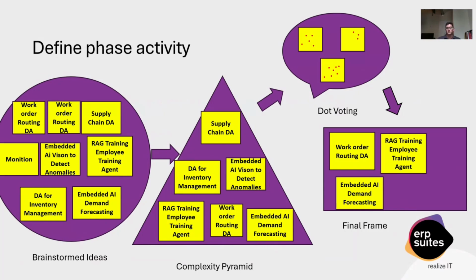And then after we do the complexity pyramid, we move into dot voting. From dot voting, this is where the people that are working with this, people who are involved in the business process, the managers, the CEOs, will decide based on all the information we've gathered in earlier steps what are the best solutions to actually prioritize. And that's what you're going to see on that final frame. We prioritized these top three use cases to really look into: the work order routing DA, the training employee agent, and the embedded AI for demand forecasting were the three we decided to focus on based on the prior 4 steps above.